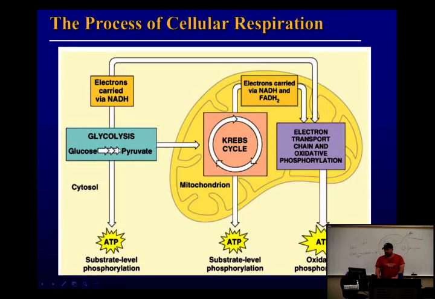Alright, so glycolysis occurs in the cytoplasm or the cytosol. Glucose is converted to pyruvate. The pyruvate goes into the mitochondria, into the matrix where the Krebs cycle is found. This makes 2 ATP, this makes 2 ATP, and then this makes 32 ATP.